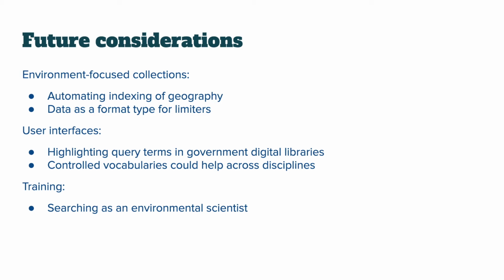With user interfaces, the government digital libraries are underutilizing the ability to highlight query terms in a document in the search results. Another area for improvement, especially given that this is an interdisciplinary field, would be to introduce more use of controlled vocabularies in some of these databases to help users find appropriate search terms.